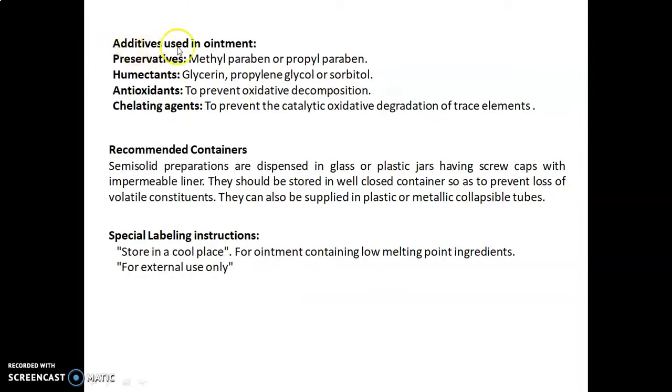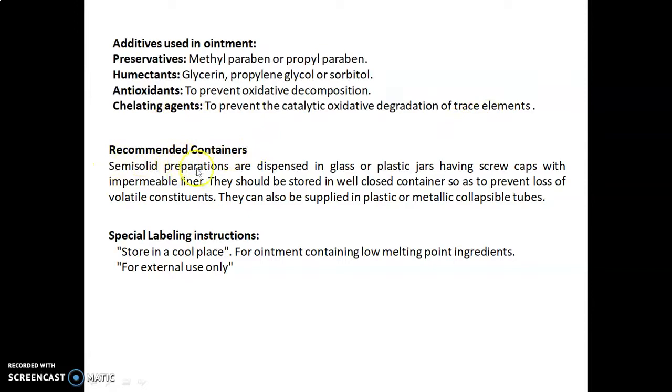Let's discuss the additives used in ointments. They are preservatives, such as methyl paraben or propyl paraben; humectants, that are glycerin, propylene glycol or sorbitol; antioxidants, which are used to prevent oxidative decomposition; and chelating agents, used to prevent the catalyzing of oxidative degradation by trace elements. Examples of antioxidants are BHA, butylated hydroxyanisole, or BHT, butylated hydroxytoluene. In the case of chelating agents, the best example is EDTA, ethylene diamine tetraacetic acid, which is also known as a sequestering agent.